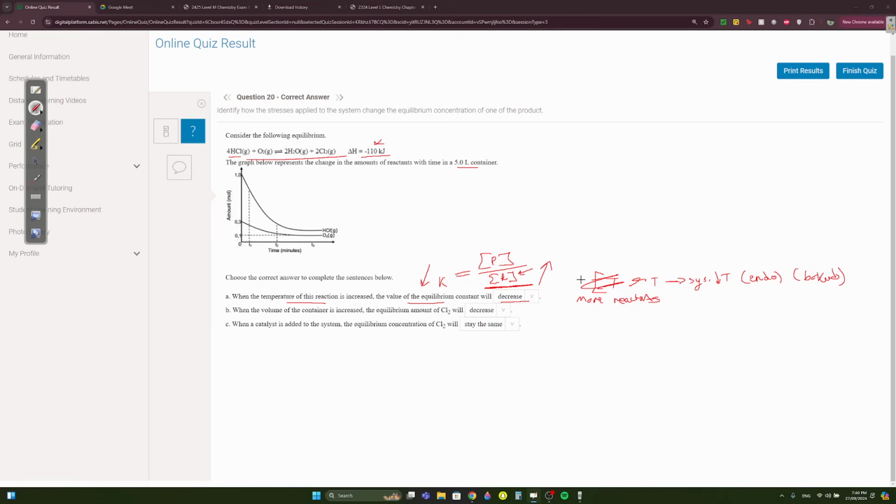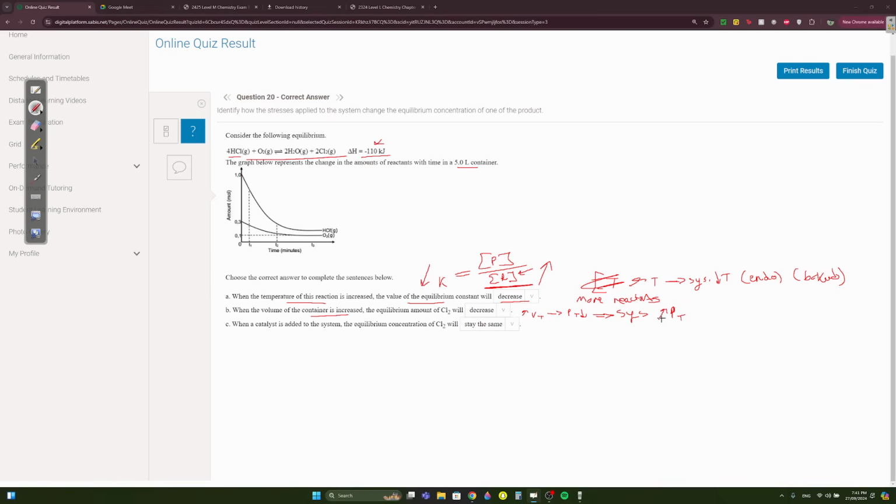For part B, I'll keep this. When the volume of the container is increased, so if you increase V total, you know that the pressure total will decrease. Yeah, sorry, I don't know why I stopped. I got confused. If you're increasing the volume, that means you're decreasing pressure. So what will the system do if you're decreasing pressure? The system will have to increase the pressure, right?